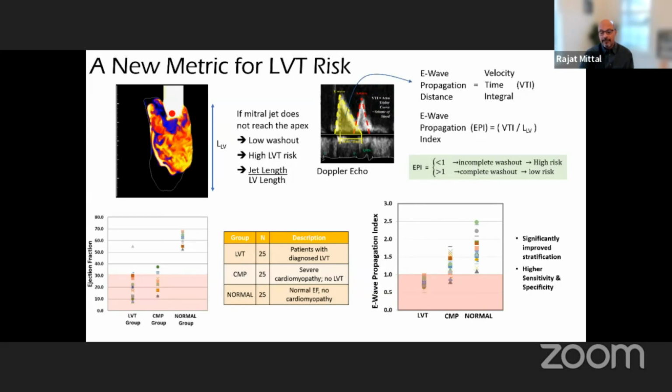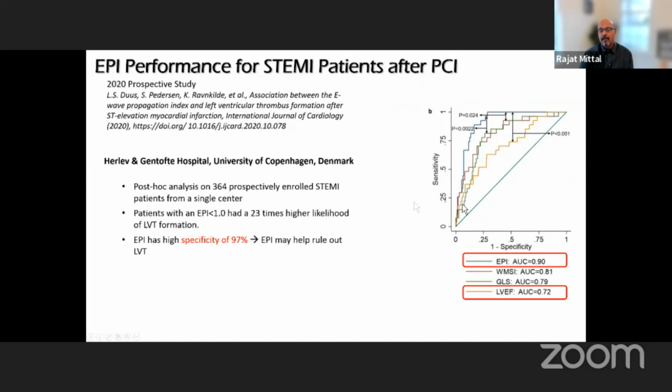And then more recently, actually, a group from Denmark took the EPI and applied it to a cohort of 364 patients. So this is a very, very large study. This is a study that was not done by us. This is done by a completely independent group of cardiologists at University of Copenhagen in Denmark.